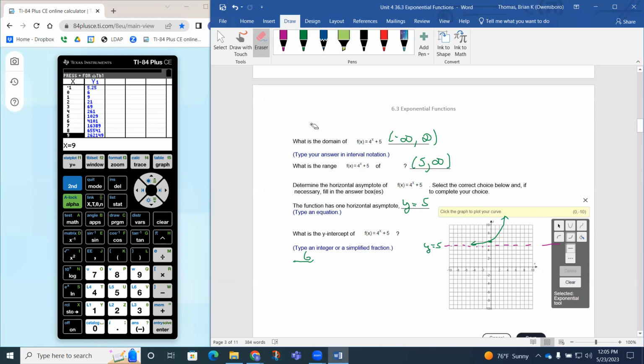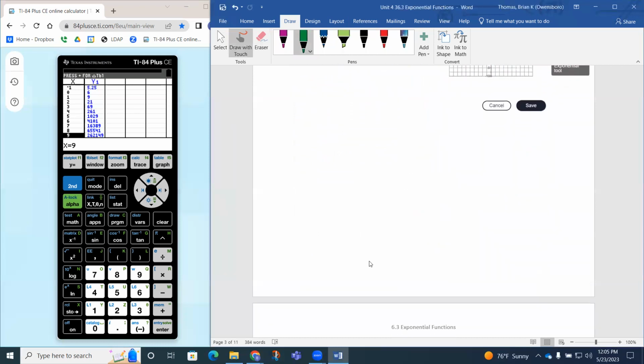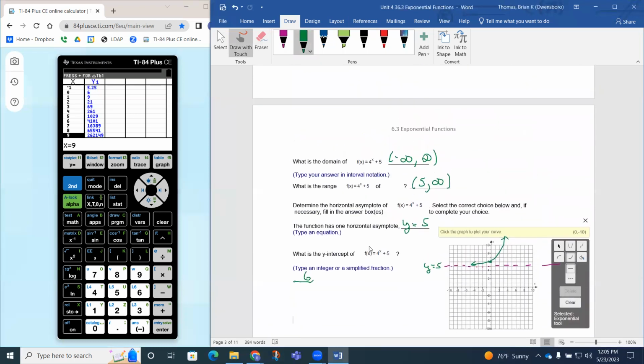So if you know your transformations and stuff, it does make this go a lot quicker, where you don't have to actually use the calculator as a tool, but the calculator can be a tool to double check your work. All right, I think that concludes question 3.